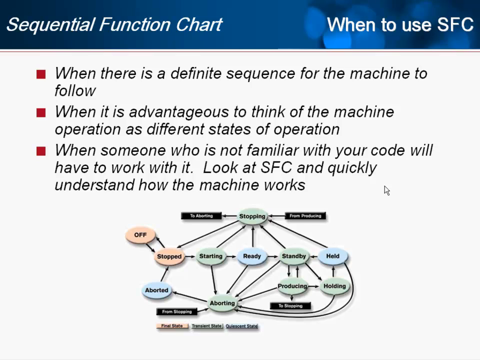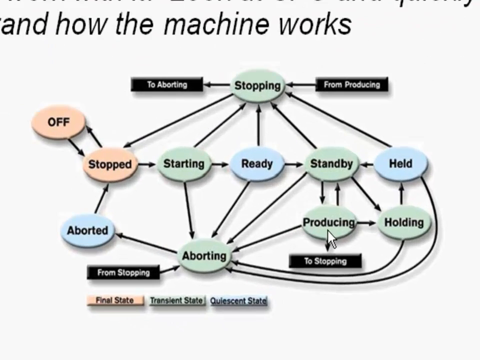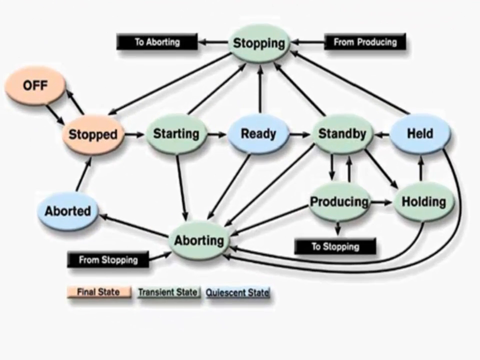So think of SFC when you think of your machine operation as having different states of operation. And as an example, look here at this graphic that outlines the various states a machine might have. It's kind of a general machine. For example, it starts from the off, going to stopped, and starting, then ready, goes to a standby mode, and then finally to producing. And so any machine that would follow this type of state diagram would be a good candidate for programming with SFC.